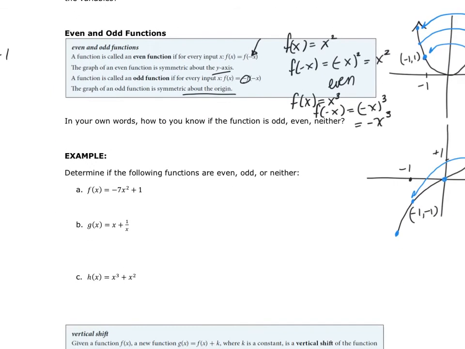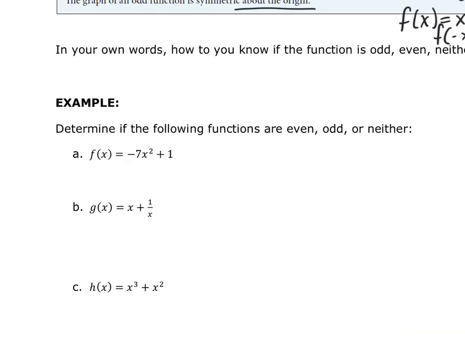If there's no questions, then I'm going to ask you which one of these would you like me to do, and then you all are going to do the other two. B? Okay, so for B, what I'm going to do is check it by putting in g of negative x. Whenever I see x, I'm going to replace it with a negative x.